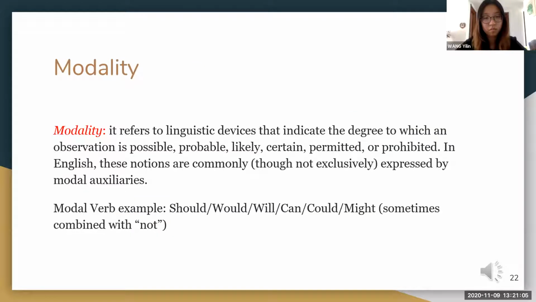As for sentence modality, it refers to the linguistic devices that indicate the degree to which an observation is possible, likely, or prohibited. These notions are commonly expressed by using modal auxiliaries. Modal auxiliaries are modal verbs, and here are some examples, such as should, could, would, will, can, and might.